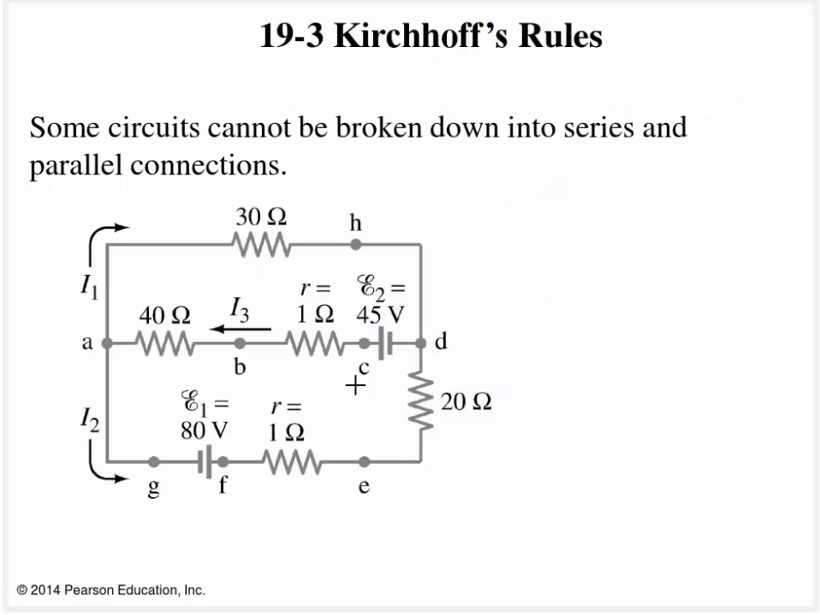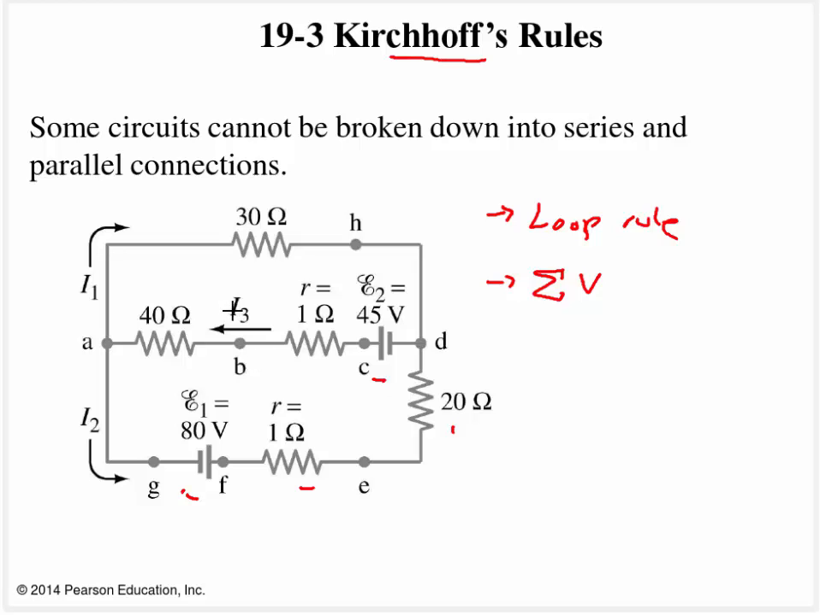Some circuits, however, can't be broken down into series and parallel. Take a look at this big nasty looking guy down here where we have a couple of batteries and some resistors, where maybe we can write some of them in series, but in general we can't break this down into a nice simple circuit like we could for the parallel and series connections. So what do we do for this? Well, we use what are called Kirchhoff's rules, and essentially we're going to have a loop rule, and then we're going to have a sum of currents rule.